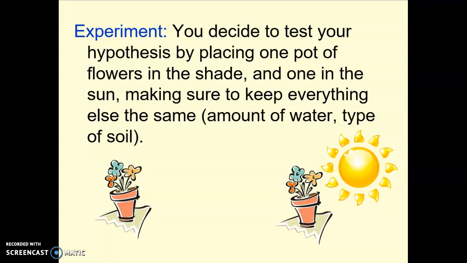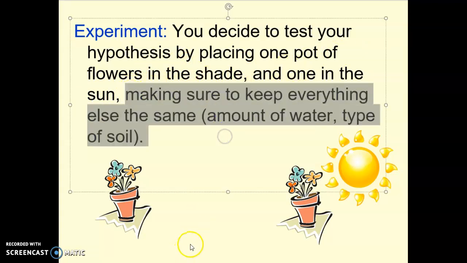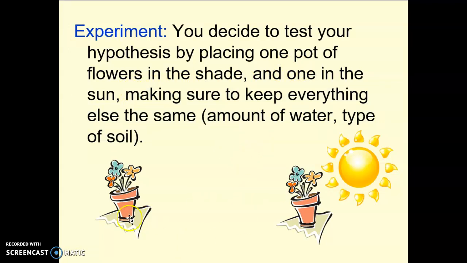So then we're going to do the experiment. So you decide to test your hypothesis by placing one pot of flowers in the shade and one in the sun, making sure that everything else stays the same. So that's important because you can have a whole bunch of things impacting the flowers. We want to make sure that it's only the sunlight. So you want to make sure, let's say it's the same type of flower, same type of soil, same type of pot that it's in. Make sure it has the same amount of water every day. You want to try to keep everything else the same. That way we can know if the sun is having an impact or not.